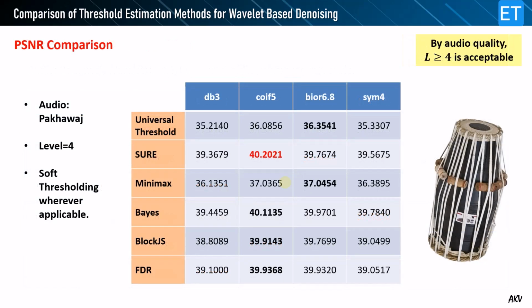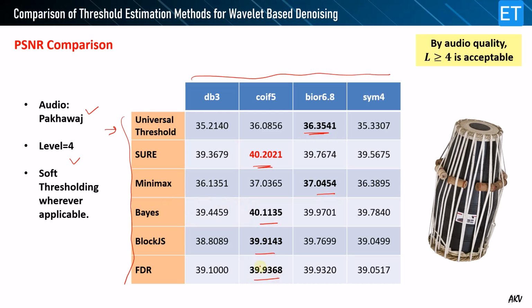And in the next table, we are comparing the wavelets. We have taken db3, coif5, bior6.8 and sym4. So here for the Pakhavach audio, which is decomposed at level 4, we are finding the PSNR values for all these noise estimation methods. See the universal threshold, it gets the maximum PSNR for bior6.8, biorthogonal 6.8. And SURE gets the highest PSNR for wavelet, minimax for biorthogonal 6.8, Bayes for coif5, BlockJS for coif5, and FDR also for coif5.